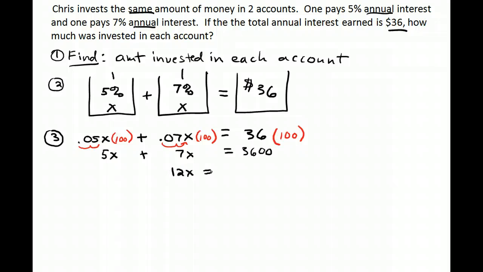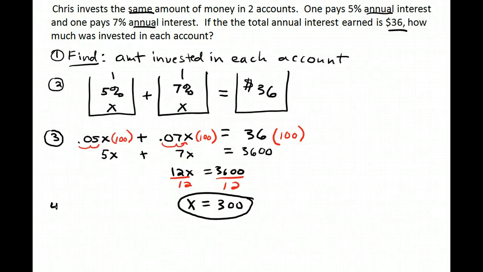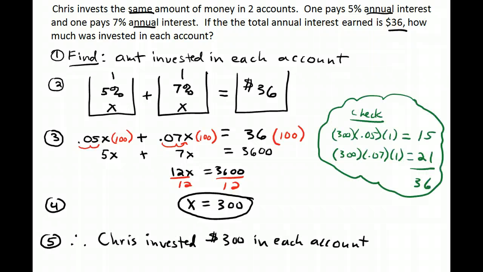I get 12x equals 3600. I'm going to divide by 12, and I end up with x equals 300. What was that? That was the amount in each account. So that's my step 4. Step 5, my conclusion is that Chris invested $300 in each account.